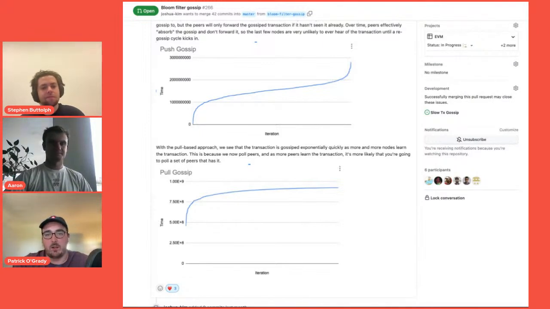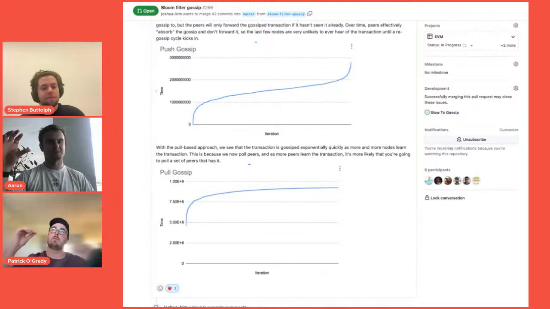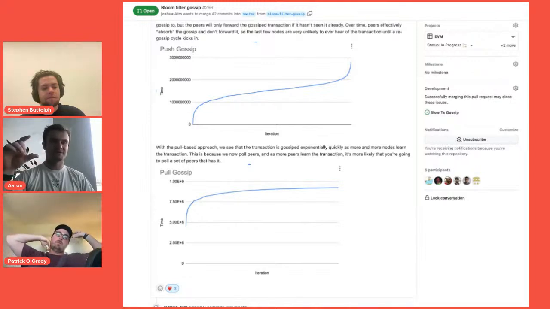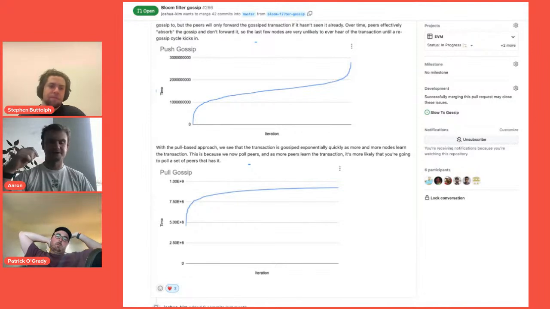So, right now this PR is very much in a do-as-little-as-possible state, in terms of not dealing with any of those things about dependent transactions or transaction replacement.